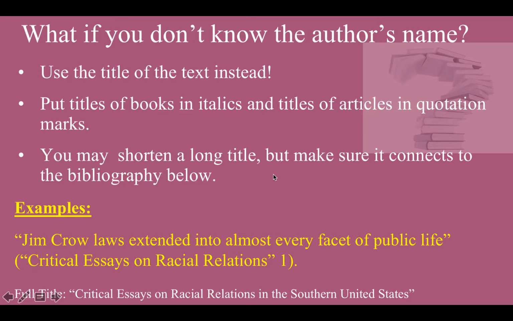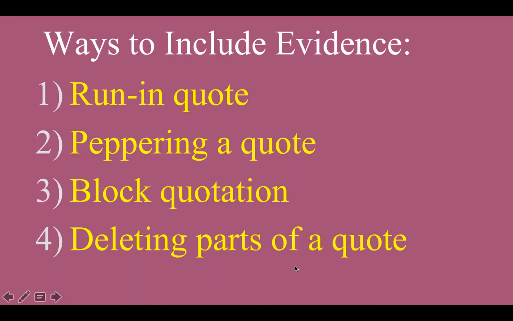What if you don't know the author's name? Easy. You use the title of the article. You can read all this stuff. You put book titles, and so on. You're not using book titles. You're using database articles. So newspaper articles, journal articles, things like that. So critical essay on racial relations, very tough word there. You're going to put parenthesis, quote, there's the title, quote, just as it's printed in your citation or in your source, and parenthesis, period.